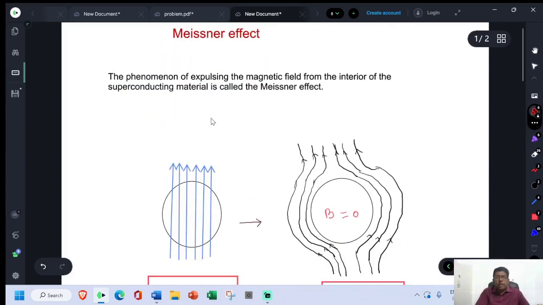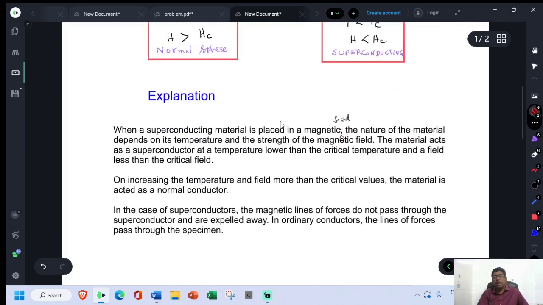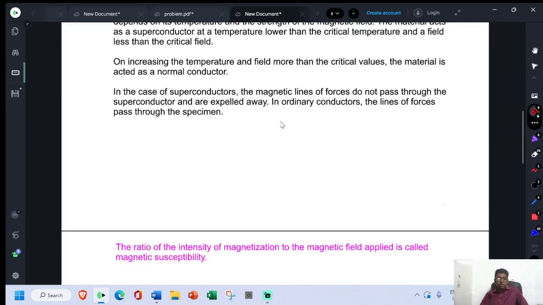Now read out this statement. The phenomenon of expulsing the magnetic field from the interior of the superconducting material is called the Meissner effect. Now we have to give the proper explanation for this.